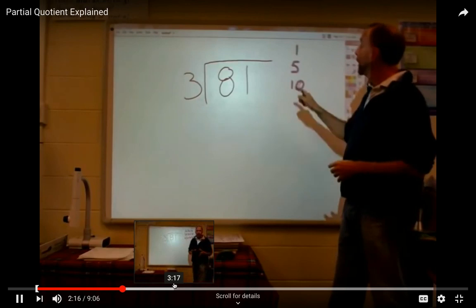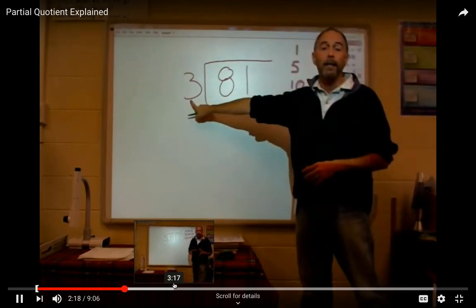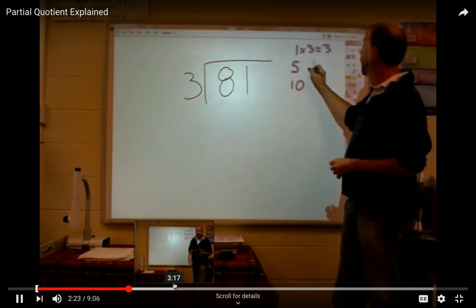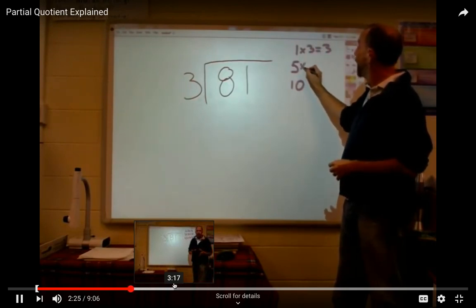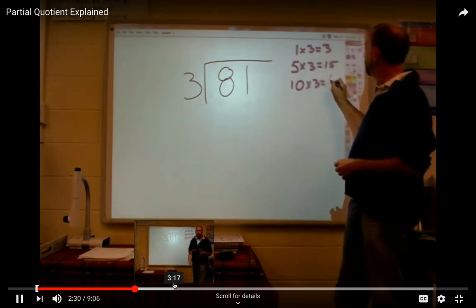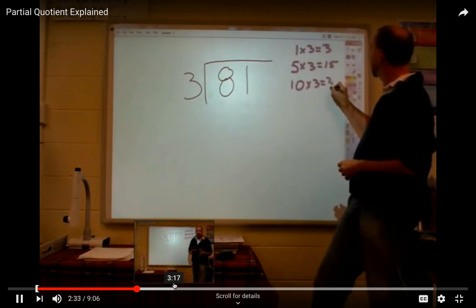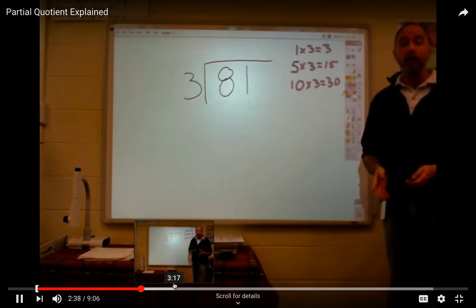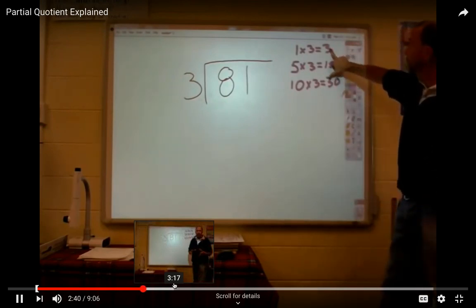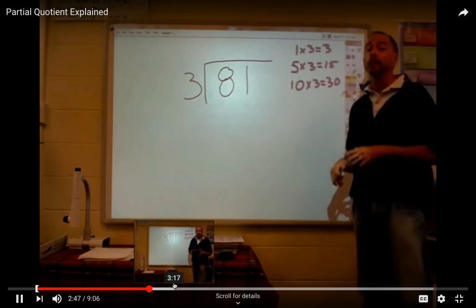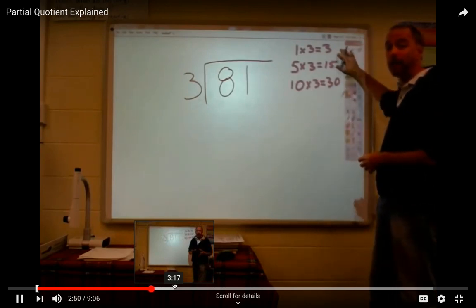Okay, what am I going to do? I'm going to take my benchmark numbers and multiply them each by my divisor. So 1 times 3 equals 3. 5 times 3 equals 15. And 10 times 3 equals, 30. Now, I told the kids earlier, I'll say it again now. One way that you can correct yourself on this and this, well, it should be the same number with a 0. This second one should be half of the third one. Okay? These are the benchmark numbers, and this is how you can make sure I did my benchmarks right.